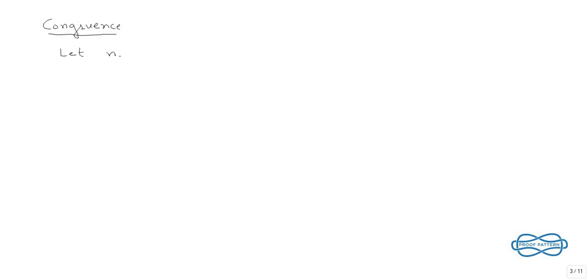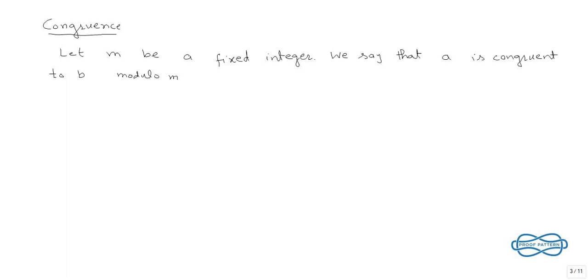Let M be a fixed integer. We say that A is congruent to B modulo M if M divides the difference of A and B, meaning A minus B.